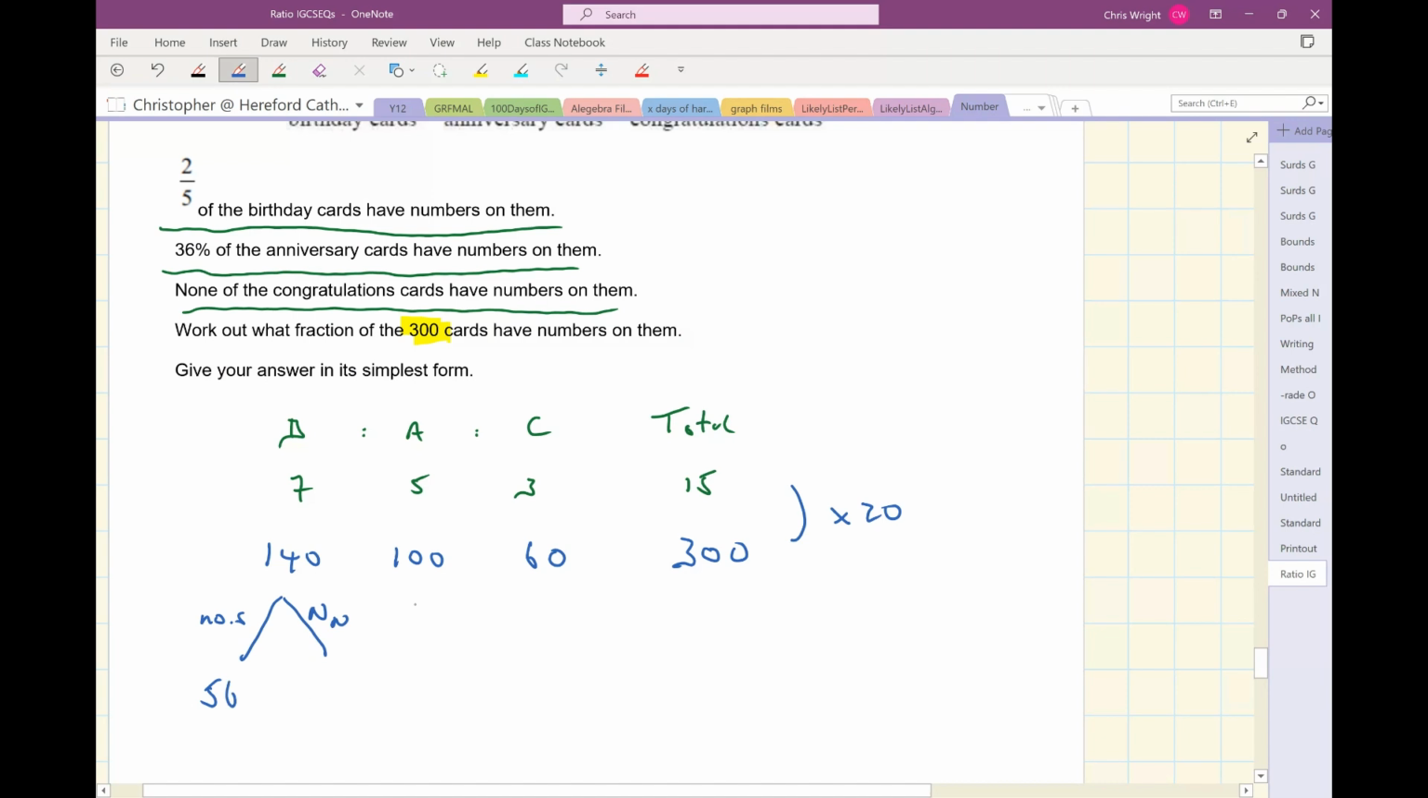Now, 36% of the anniversary cards have numbers. Well, there are 100 anniversary cards, so 36% of 100 is just 36. None of the congratulations cards have numbers. Work out what fraction of the cards have numbers. Well, 56 and 36, those are the ones which have numbers. So that's 92 cards have numbers. But what fraction of 300? 92 out of 300. That's a fraction, isn't it? If I do 92 divided by 300 on my calculator, it cancels it down to tell me that 23/75 of the cards have numbers on them.